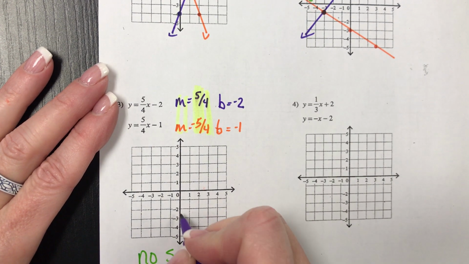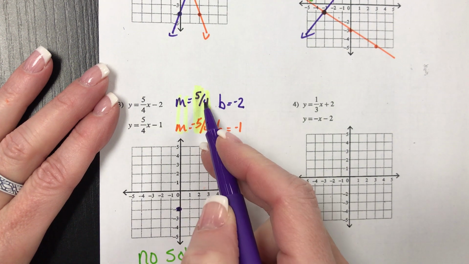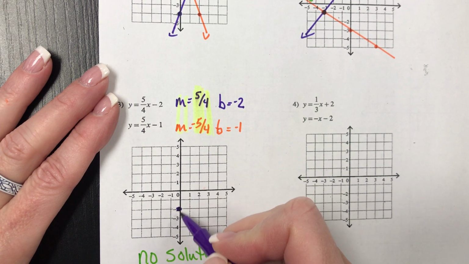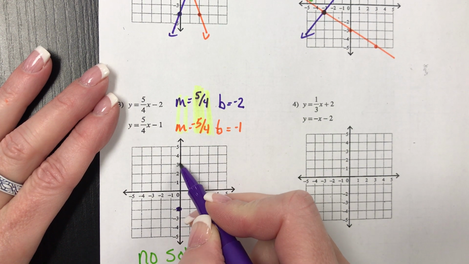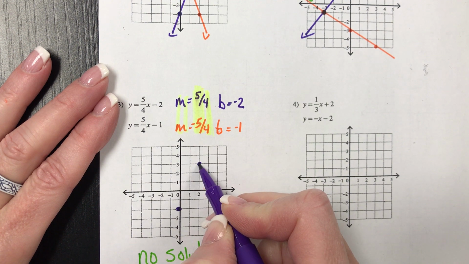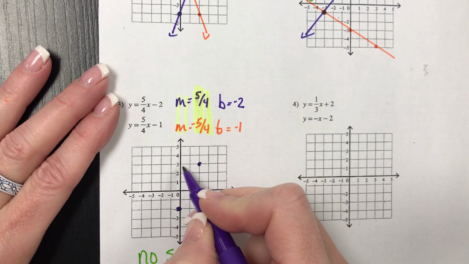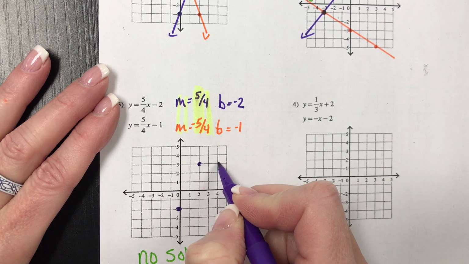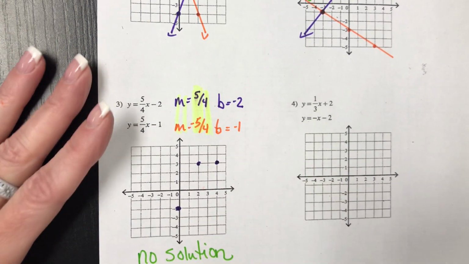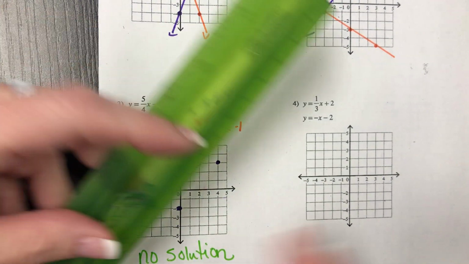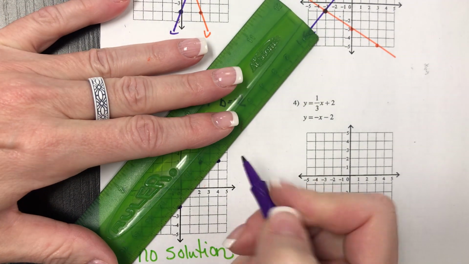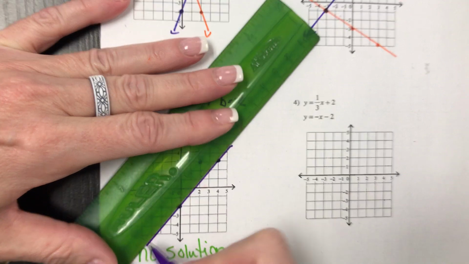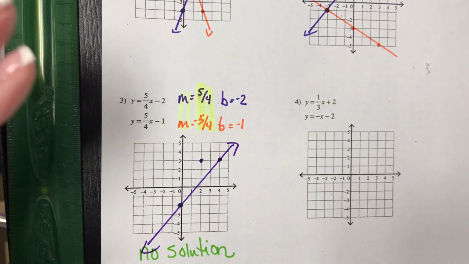So I've got negative 2, and then I've got 5/4. So up 5, 1, 2, 3, 4, 5 over 2, oh, sorry, it should be over 4. 1, 2, 3, 4, 5. 1, 2, 3, 4. There we go. That's why pencils are nice, so when you mess up, you can erase it, but that's okay.